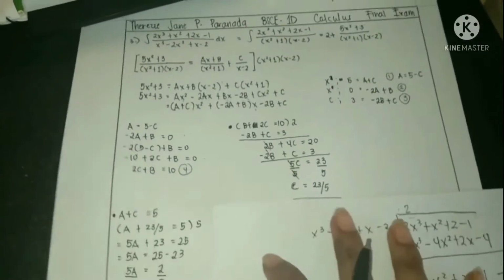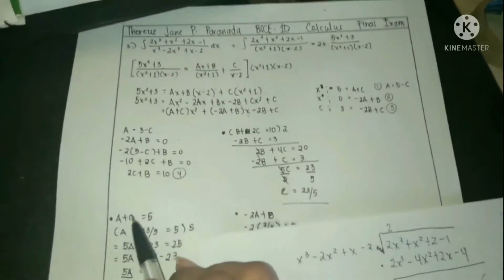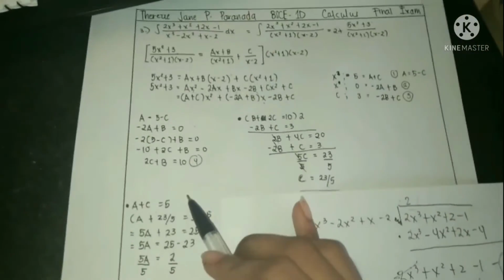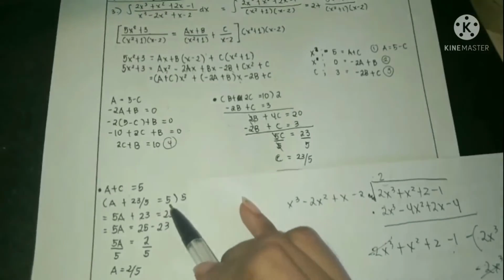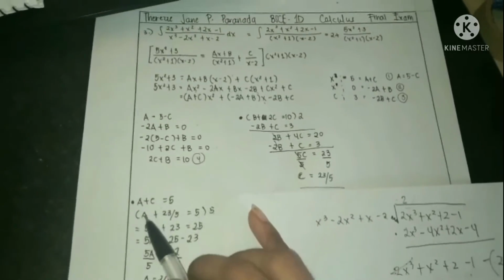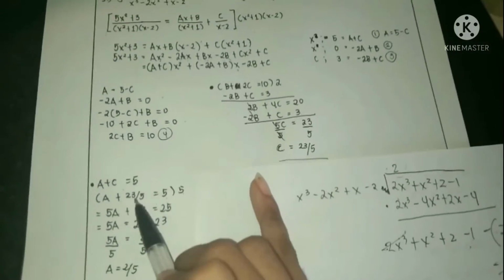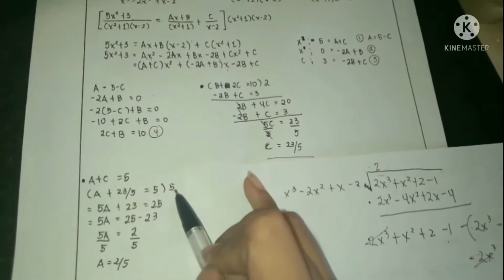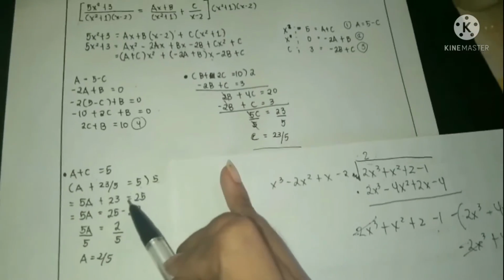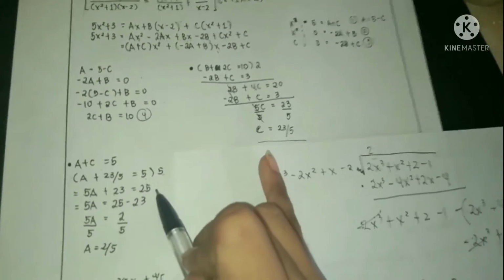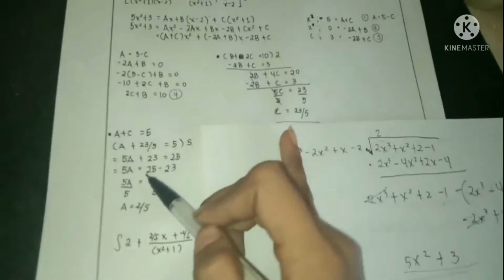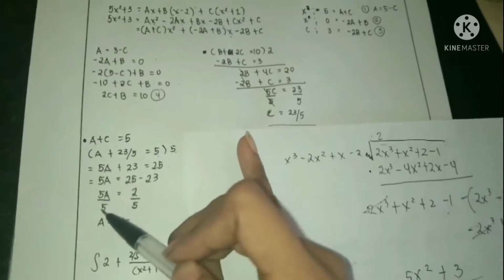So next na kukunin natin na value is yung value ng a. So ito yung gagamitin natin na equation: yung a plus c is equal to 5. So a plus, plug in the value of our c which is 23 over 5 is equal to 5. So multiply natin ng 5. 5 times a is 5a plus 23 over 5 times 5. Cancel yung 5, 23. Yung matitira is equal to 5 times 5 is equal to 25. So transpose positive 23 to the right side. It will become 25 minus 23. So 25 minus 23 is equal to 2. Divide both sides by 5. Maka-cancel ito. So the value of our a is equal to 2/5.